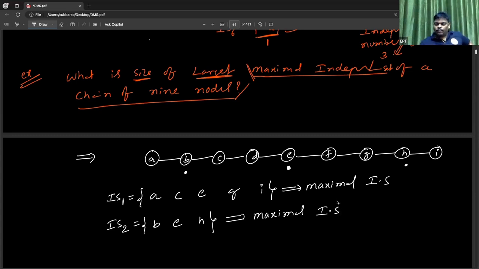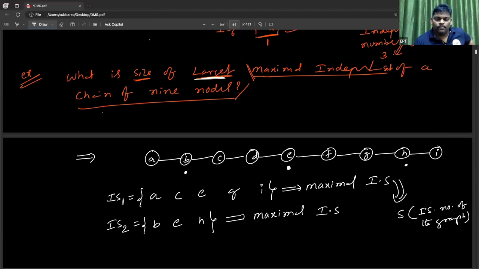So can you help me now? The question is asking for the largest maximal independent set of a chain of 9 nodes. I think what is the answer? 5. 5 is going to be the independent set number of the graph. Am I right? Is it fine, Bhaiya? What is the size of the largest maximal independent set of a chain of 9 nodes? So maximal is 5, I got.